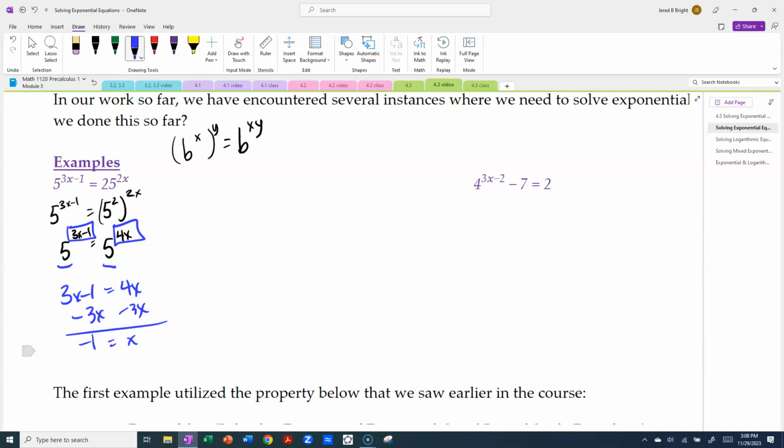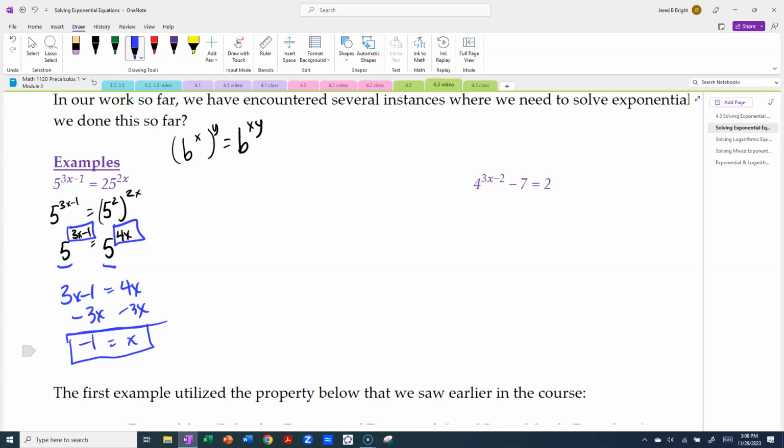Certainly I could substitute back in and check. We actually don't need to check our answers with exponential functions, but we always could, just to verify that this is the right answer.